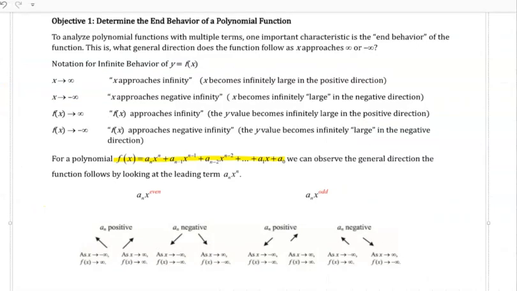Generally speaking, end behavior is the direction that the function follows as x approaches positive infinity, which means as x gets very big, off to the right of the graph, or as x approaches negative infinity, which means as x gets very small, off to the left of the graph.